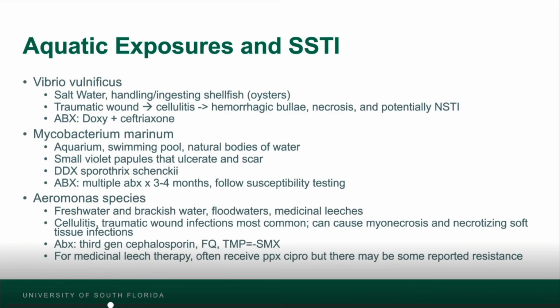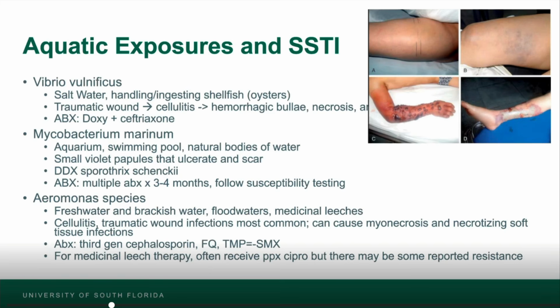And then Aeromonas is one we hadn't talked about yet. It's in freshwater and brackish water. It can also cause necrotizing soft tissue infections as well as more mild cellulitis. And medicinal leeches can be associated with Aeromonas. So if they're using medicinal leeches, often you'll prophylax for that. And they do sometimes use that.